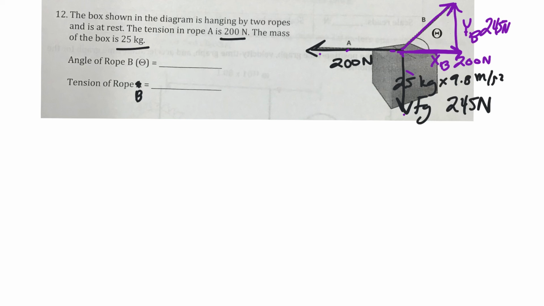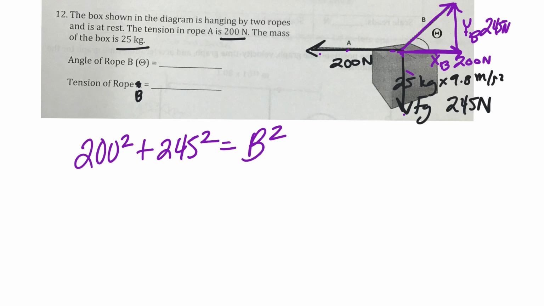Now you can use Pythagorean theorem or trig functions and find out the rest. So to find the value for the tension in rope B, you can do it two ways. You can either use a trig function once you know your angle, or you can use Pythagorean theorem. So 200 squared plus 245 squared will equal B squared. And then when you work all of that out, you're going to get about 316.27 newtons. And you can do it that way. So that's the tension in rope B is 316.27 newtons.